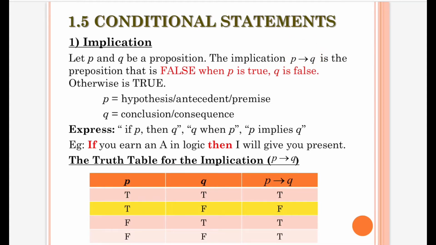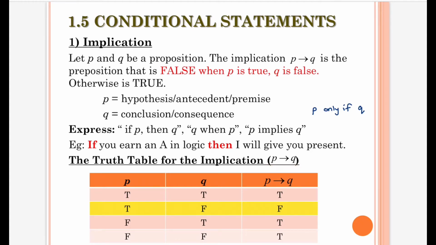If P, then Q is frequently read as Q when P. Also, P implies Q. Or you can also read this as P only if Q. Now, look at the truth table for the implication. This is the implication.